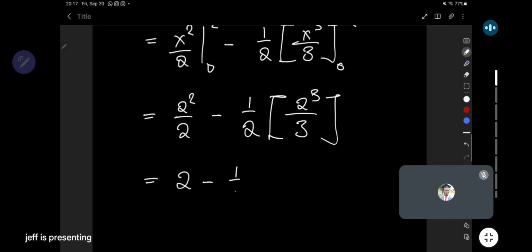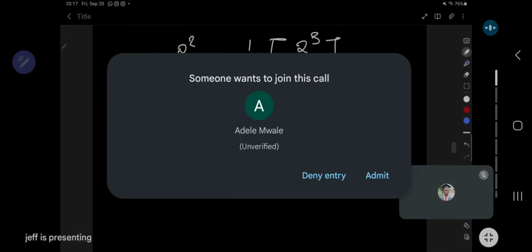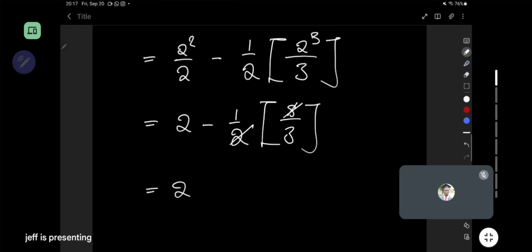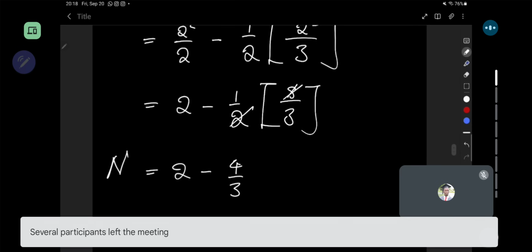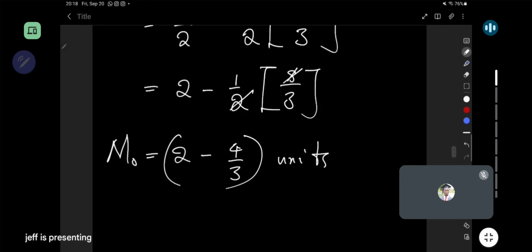Then next we have 1 over 2, and then this is going to be 8 over 3. 2 goes into 8 4 times. We now have 2 minus 4 over 3. So this expression is giving us the moment about the origin.